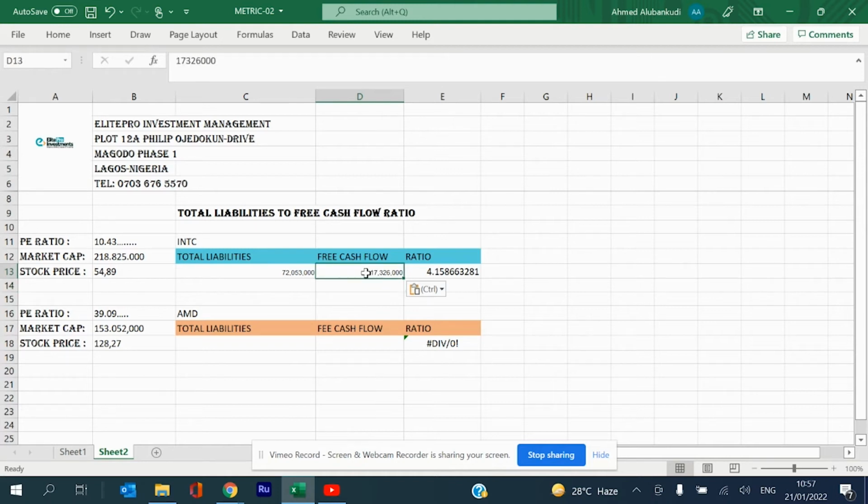So what it means now is that the way total liability to free cash flow ratio works is that if Intel intends to pay all their debt as at these figures, it will take them 4 years, because let's say as a summary, each year is 17. So if they intend to pay their bill, this total liability with this free cash flow, it will take them 4 years. Let's look at AMD.